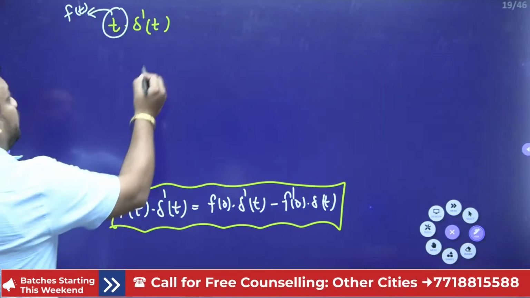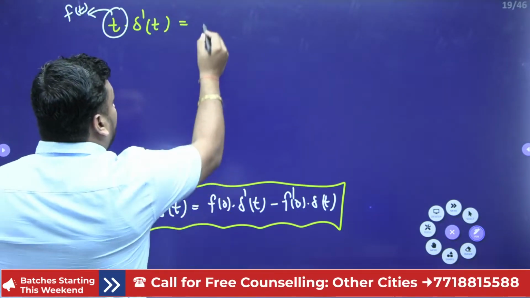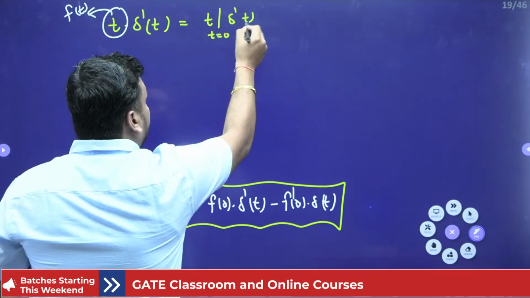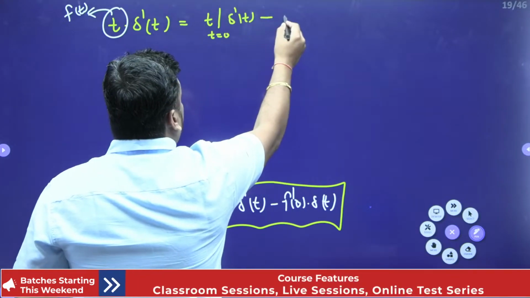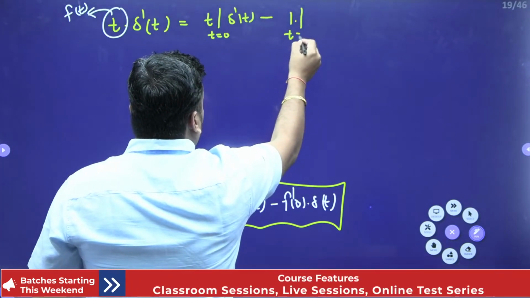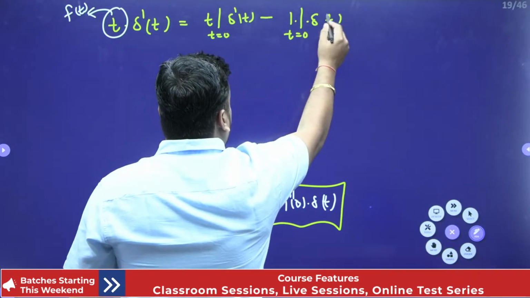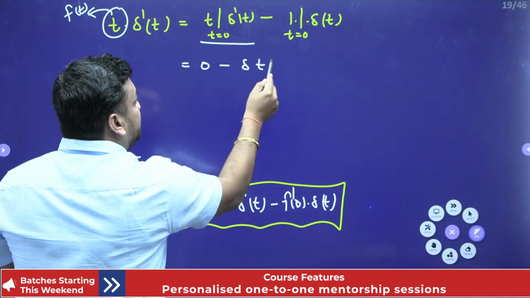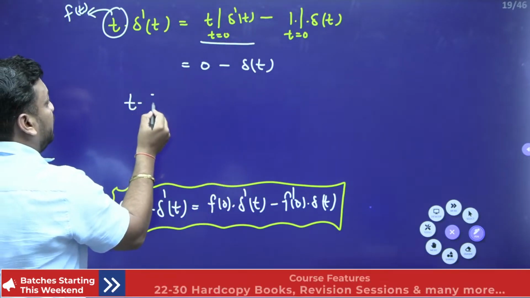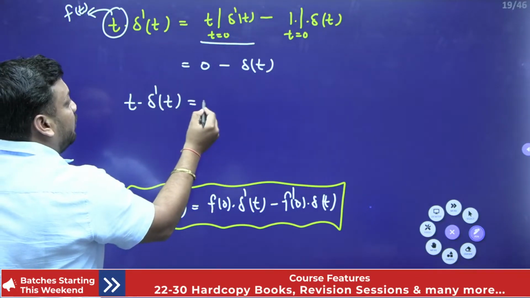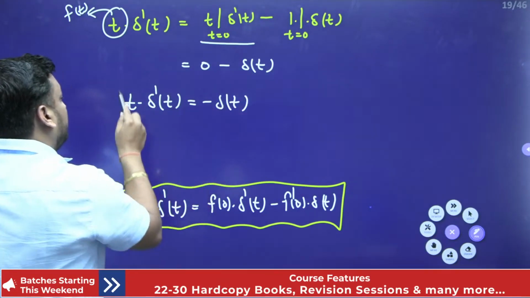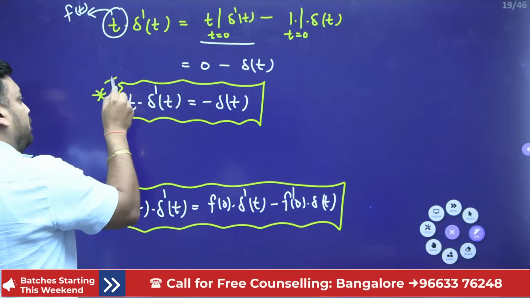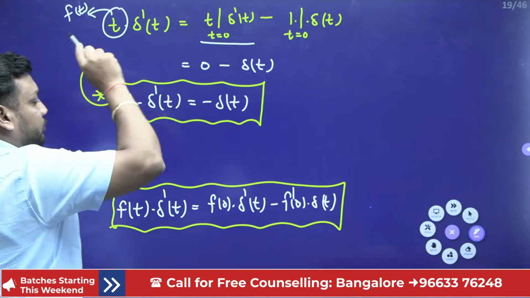So now, dear student, you just need to write here t, and I need to put t equal to 0, and here you will get del dash t. And minus, student, when you differentiate this, you will get 1, and here you put t equal to 0, and you will get del t. So ultimately this term will become 0, but this term will become minus del t itself. So what is the conclusion? The conclusion is t dot del dash t will be equal to minus del t only. This is again a very important property. I hope you are getting this.